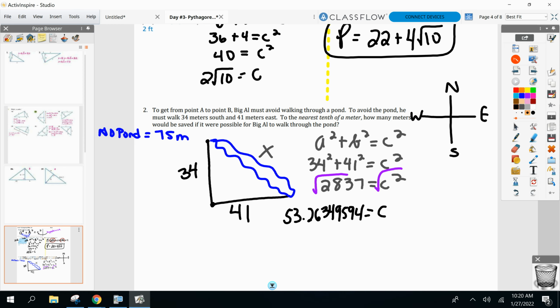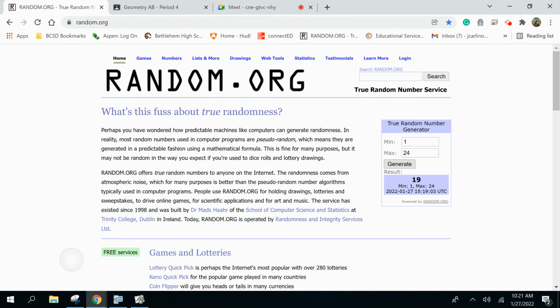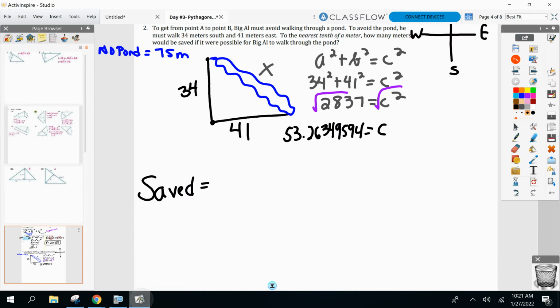All right, so 75 meters to not go through the pond, 53 and change to go through. How do I find out how much he saved if he could walk through the water? How do I figure out how many meters would have been saved if just going through the pond was an option? Subtract 75 from the 53. Darn right. There you go. Subtract 75 and your length of the pond. Good work. Now, will this be my final answer? Yes. Now you can round it to the nearest tenth.